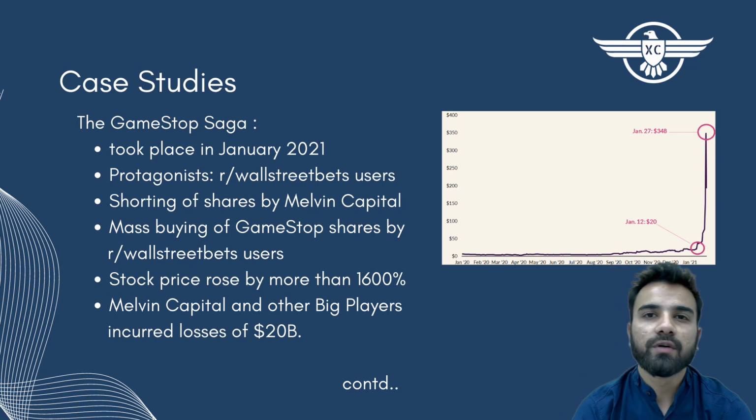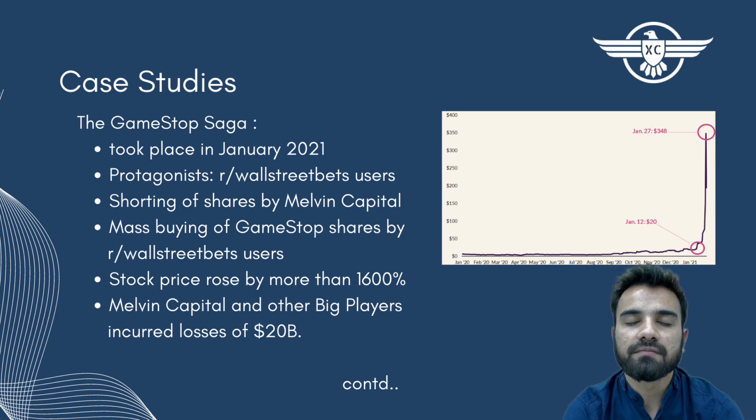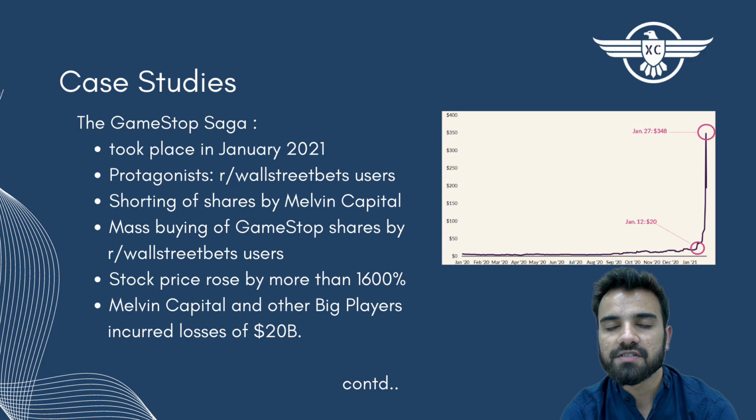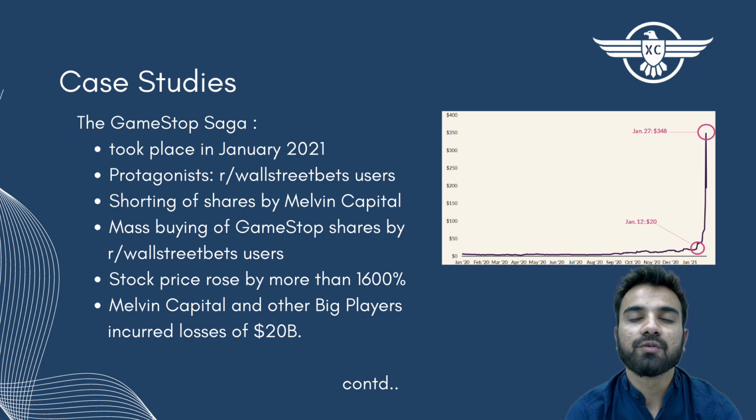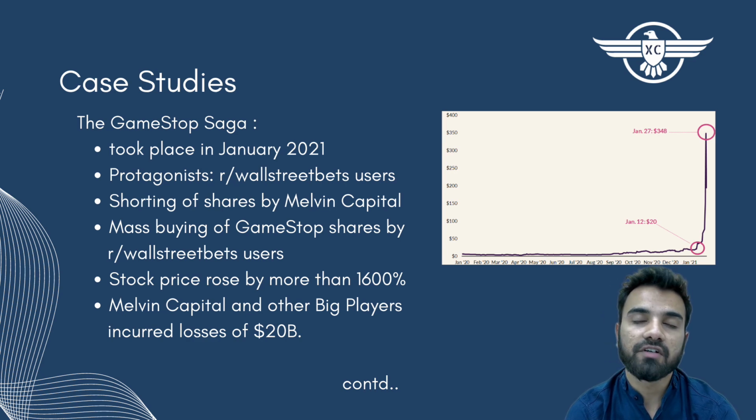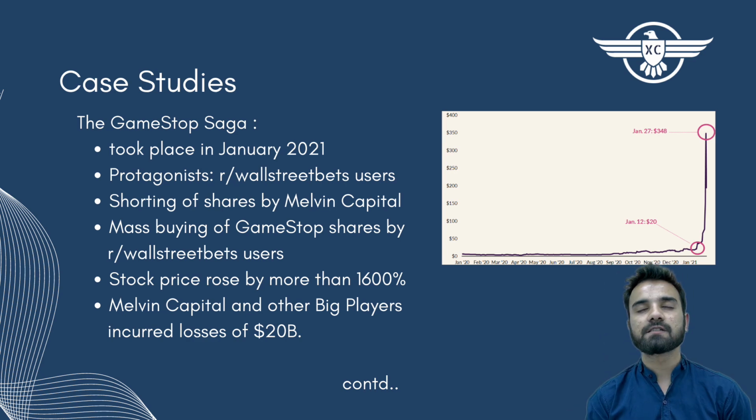In December 2021, the users of the forum decided to collaborate and started buying GameStop shares. This mass buying of GameStop shares was in response to a large number of short positions taken by very large hedge funds, one of them being Melvin Capital. As I explained earlier, hedge funds take short positions because they bet on the stock prices to go down, and if and when they do, the hedge funds make billions in profits.